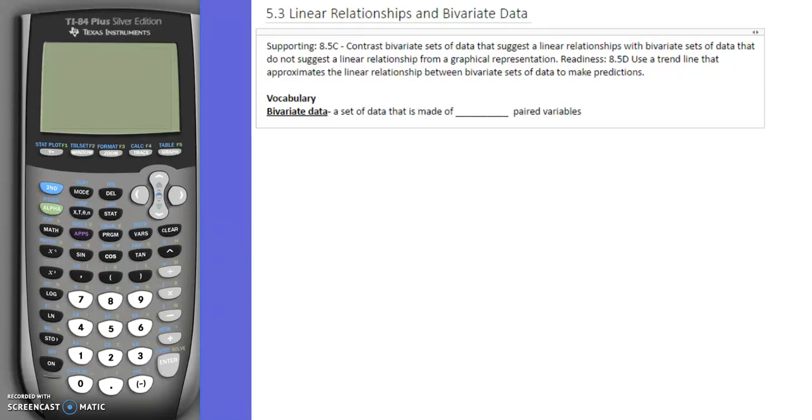Linear relationships and bivariate data. Bivariate data is a set of data that is made of two paired variables. All right, let's take a look at example 1.